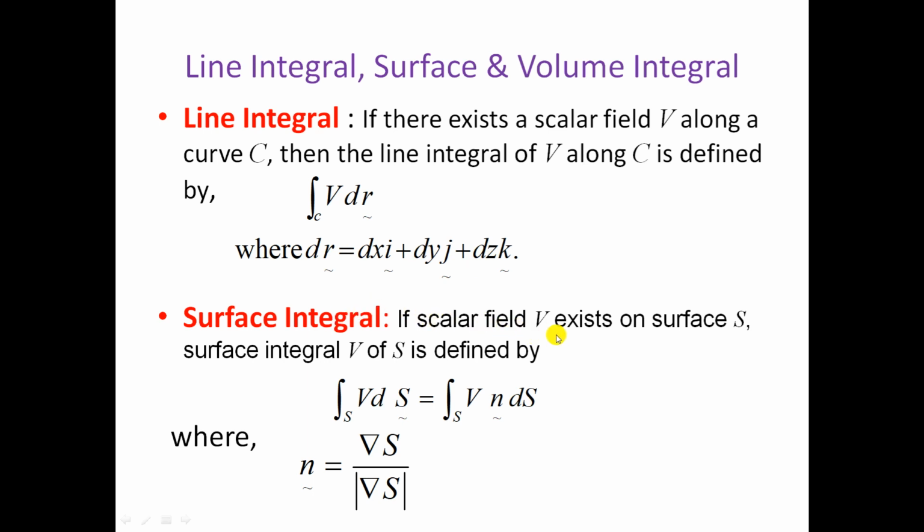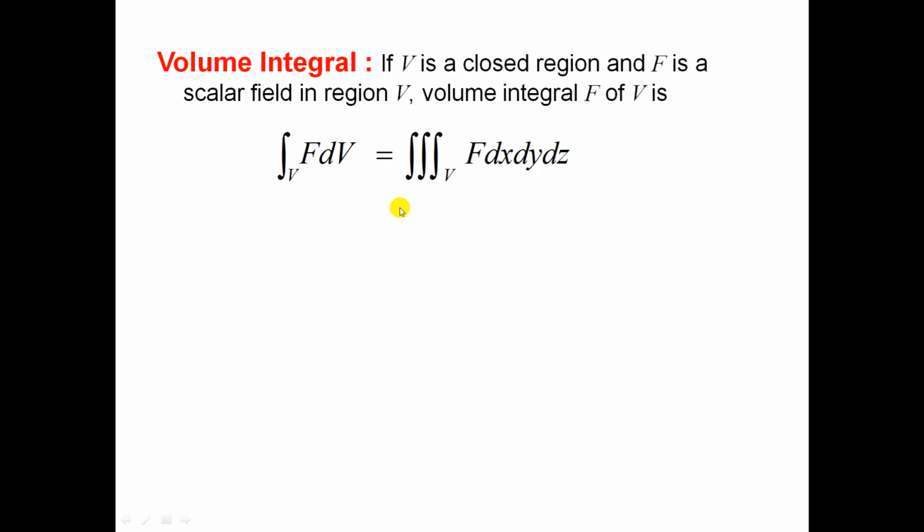If scalar field V exists on a surface S, the surface integral of V over S is defined by integration along the surface V ds equal to integration along the surface V n ds. So here the vector field along the surface is there, so that is called a surface integral. Then to solve the example we use this formula, where n is equal to del s divided by mod of del s. Then the next is volume integral.